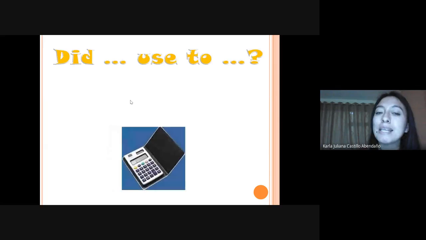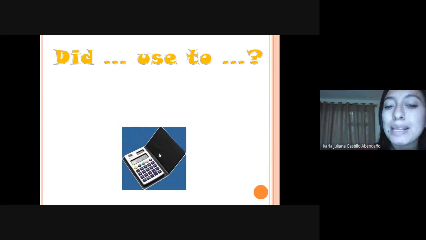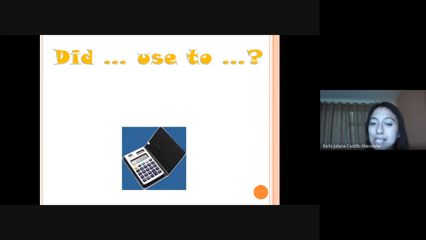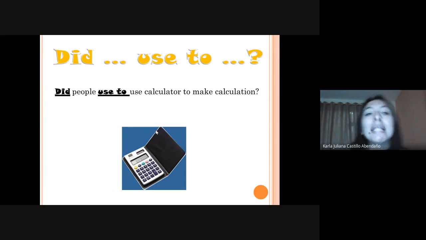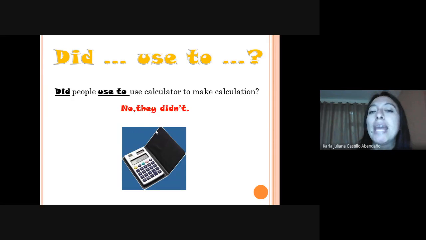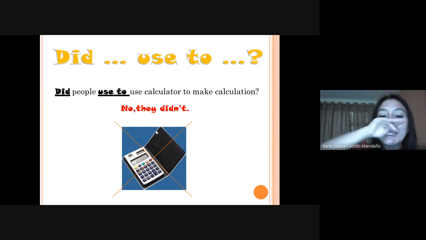So here we have another. Let's see. Carlitos, can you tell me, please? What can you see here? What is it? A calculator, excellent. How could the question be here? Great. Did people used to use calculators to make calculations? Right? Great, excellent. No, they didn't. Yeah, there is a cross because it is negative.